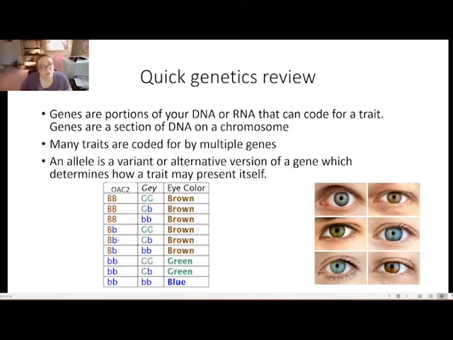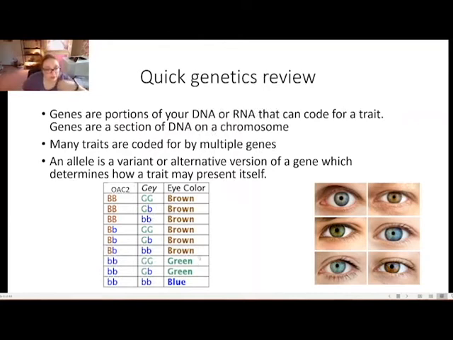So I'm going to use an example of eye color. There's a bunch of genes that code for eye color, but we just picked 2. So we have OCA2 and GEY. OCA2 has 2 possible alleles. It has big B for brown or little b for blue. So those are the 2 alleles that it has. GEY has 2 possible alleles as well. You have big G for green or little b again for blue.